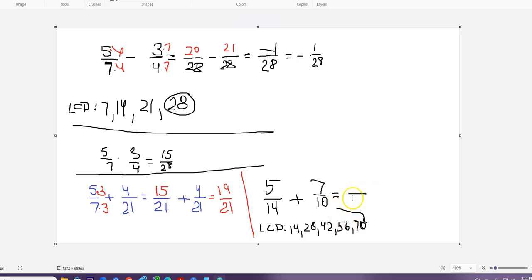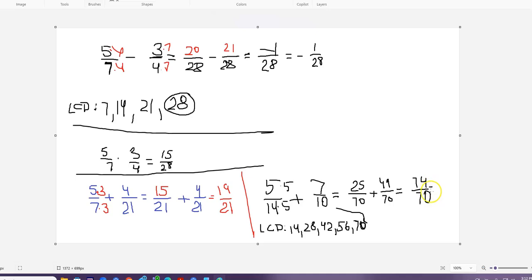So now for each fraction, we need to get an equivalent fraction, which means equal in value, with a denominator of 70. To get 70, we multiply 14 by 5. So the same multiplication we do to the numerator, 25. And 10 goes into 70 7 times, so it will be 49. Now we need to add numerator 25 and numerator 49, which is, I believe, 74 over 70.